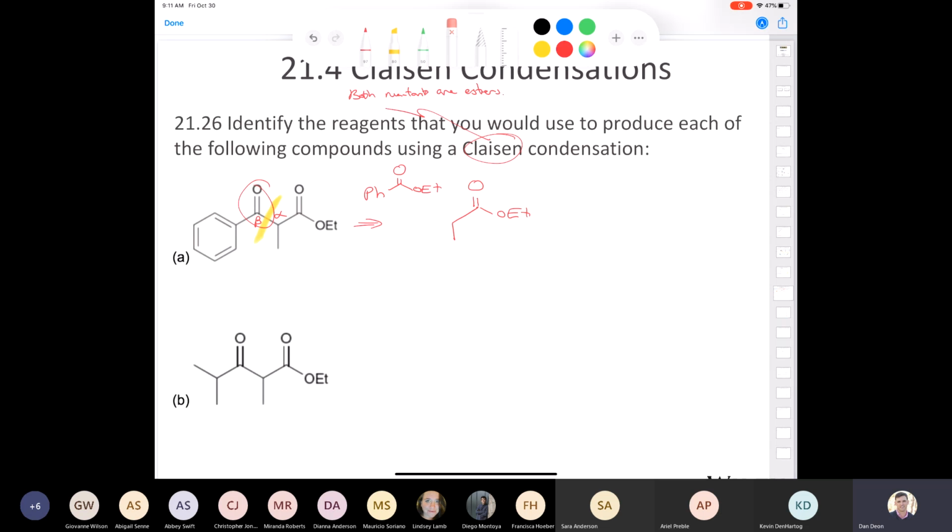Well, let me write it here in a different color. Let's write it in blue. I would take my starting material, my ethyl propanoate. In the first step, I would treat that with LDA, right, to completely form the enolate. In the second step, I would treat it with the ethyl benzoate. And then, of course, in the third step, I need to have some kind of aqueous acid added, and that would give me the product. All right, so that's kind of my retrosynthetic analysis for that one.